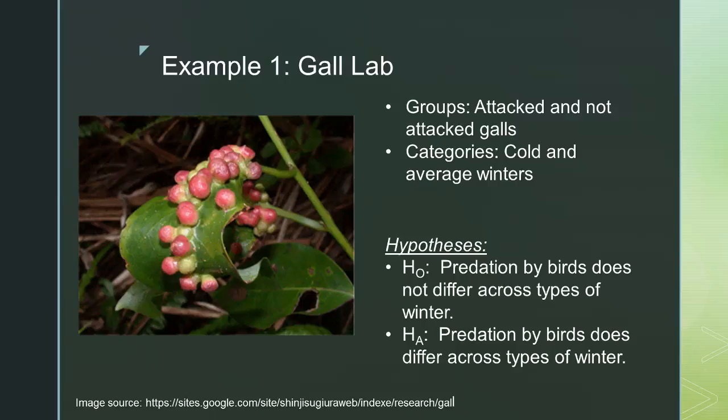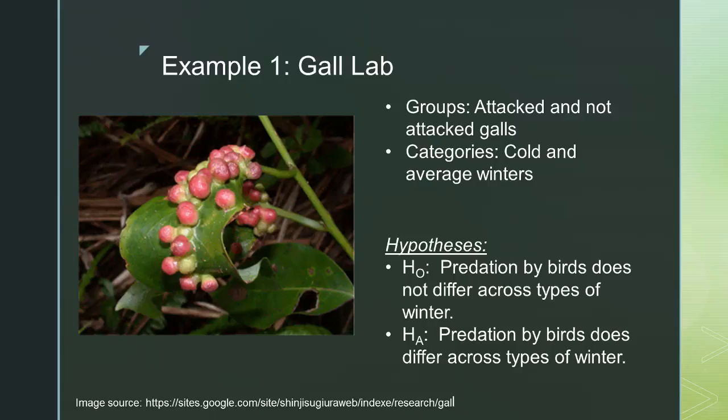Perhaps you are interested in whether there is a difference in the frequency of gall attacks by birds in different years. In one year, the winter was very cold, so you anticipate higher bird predation than another year in which winter temperatures were average. In this example, our groups are attacked and not attacked galls. Our categories are a cold and an average winter.